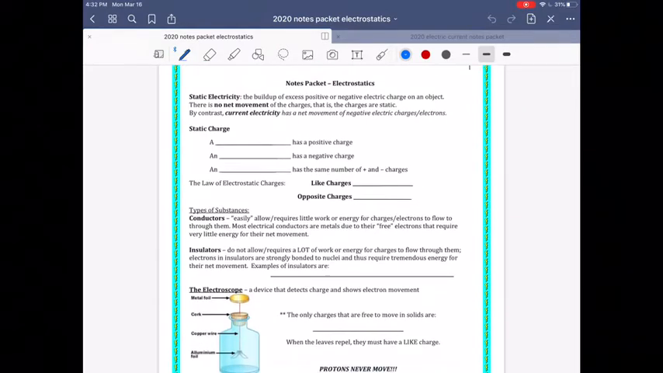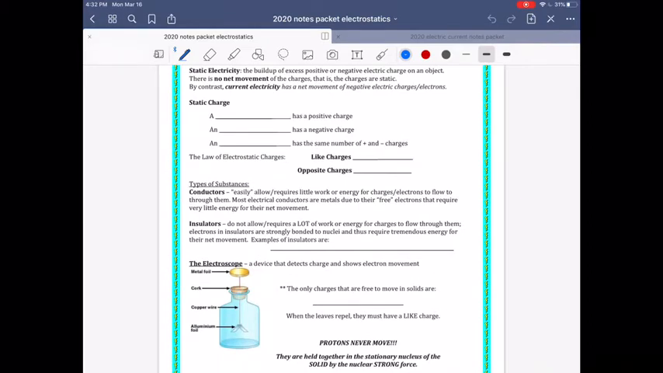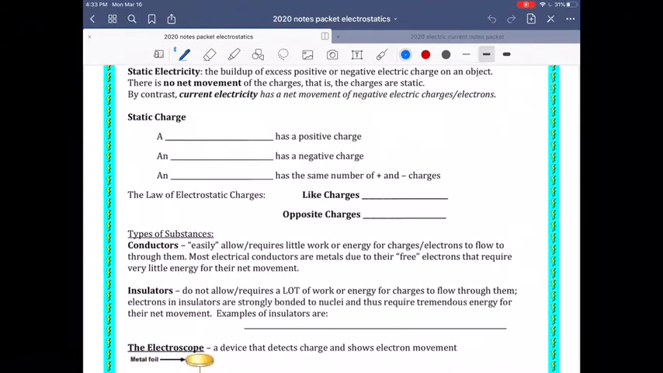So we're not yet at current electricity. That's next unit. And before we get there, we actually have to understand what charges are and things like that. So we're going to basically start today thinking about charges and also talking about the electroscope. And hopefully when we're back at school, maybe we can do a little activity with the electroscope.